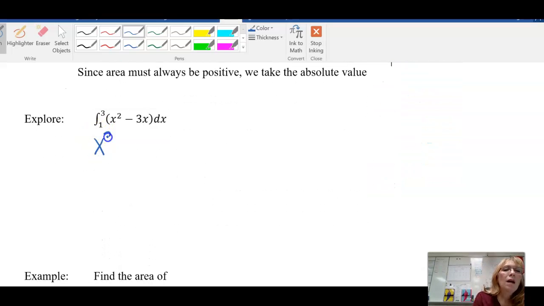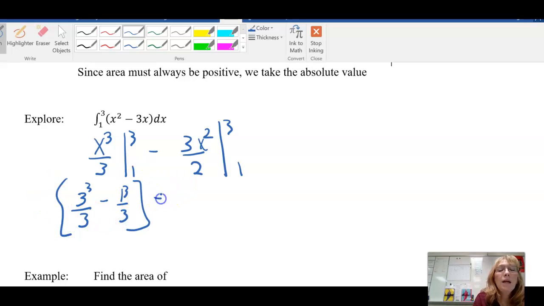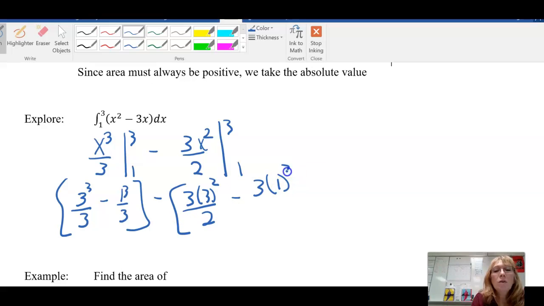So you should have had x cubed over 3, all from 3 to 1, minus 3x squared over 2, all from 3 to 1. You're going to type in your 3 to 1, so you're going to get 3 cubed over 3 minus 1 cubed over 3 for the first one, minus, we can leave it, I'm going to leave it in this time. So this is 3 times 3 squared over 2 minus 3 times 1 squared over 2.